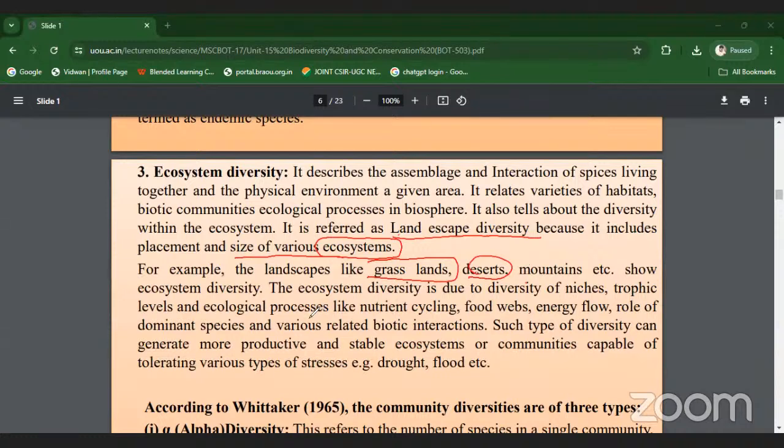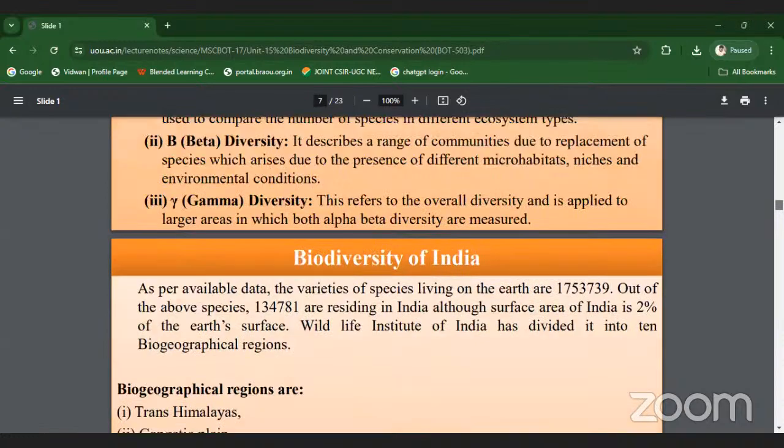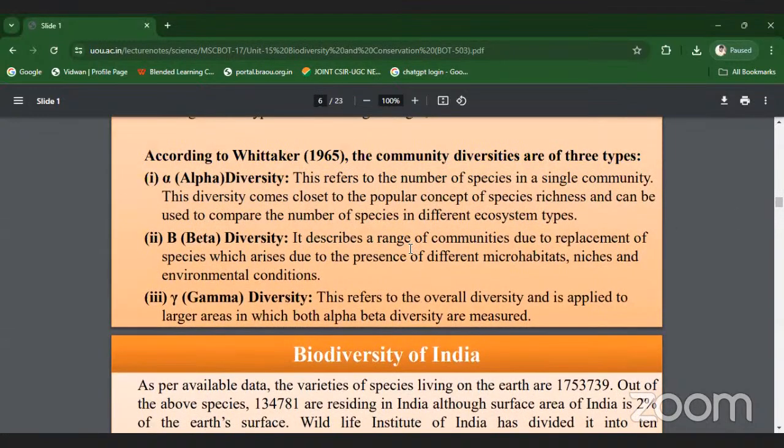According to Whittaker, community diversity is of three types. They are alpha, beta, gamma. The alpha, let's take the pen.